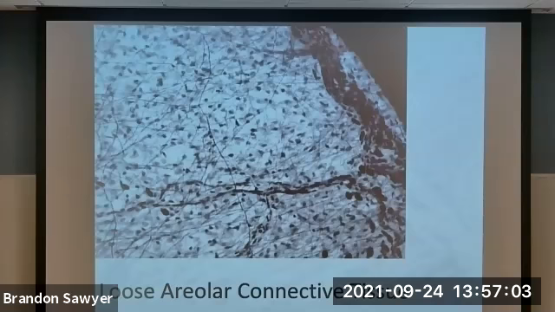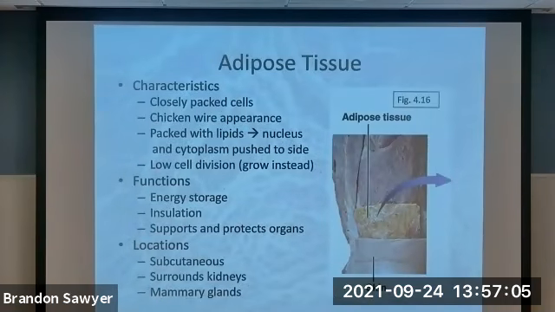All right, so another one, adipose tissue. Adipose tissue is kind of an exception for connective tissue in that it's mostly cells. There's not really much extracellular matrix. They're very closely packed, with a chicken wire appearance. The interesting part is that it's still kind of like connective tissue as far as the extracellular matrix goes, but we just happen to have all of the stuff that would be in the extracellular matrix actually inside of cells instead of outside of cells.